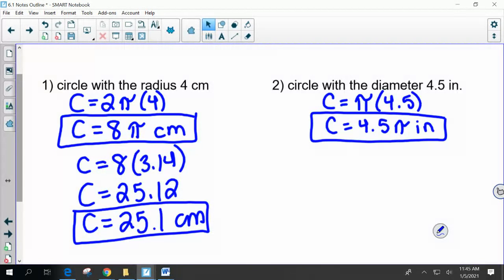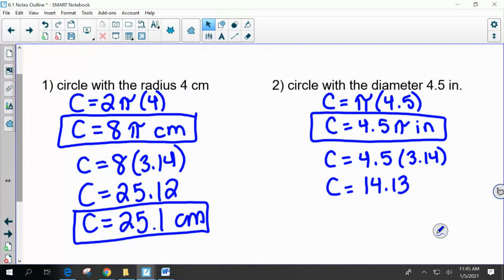Okay, and then my second answer, I take pi and substitute 3.14. So 4.5 times 3.14. I got 14.13, which I round to 14.1. Okay, so 14.1 inches.